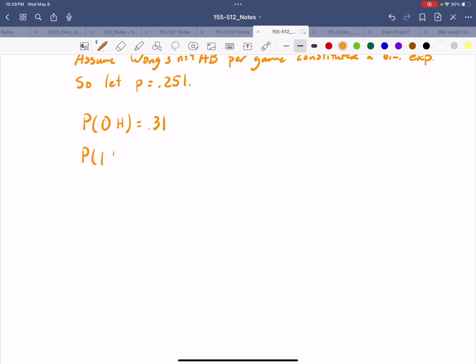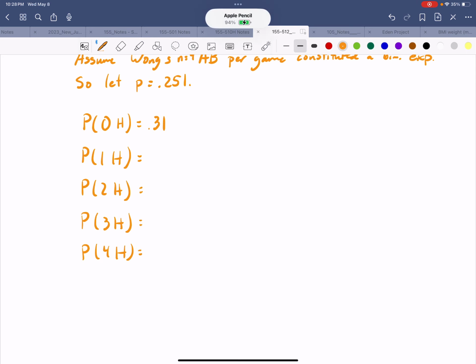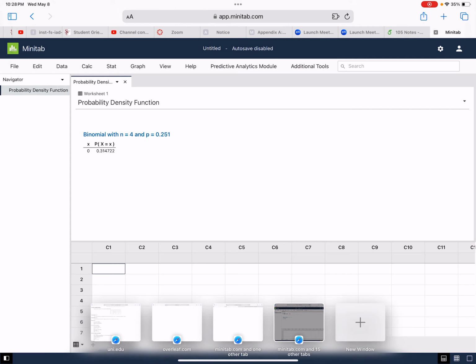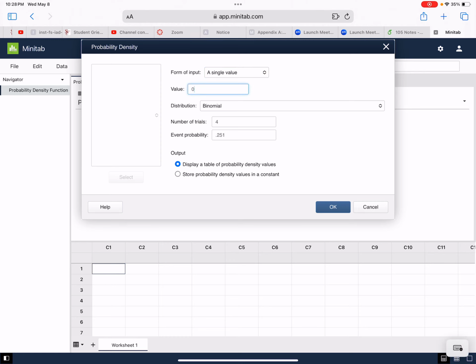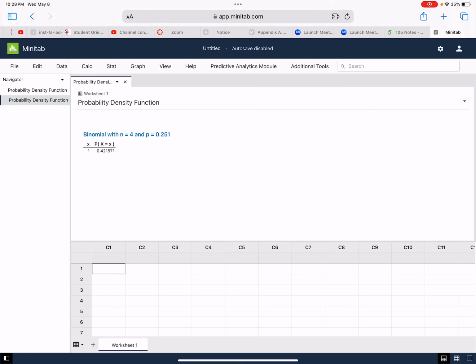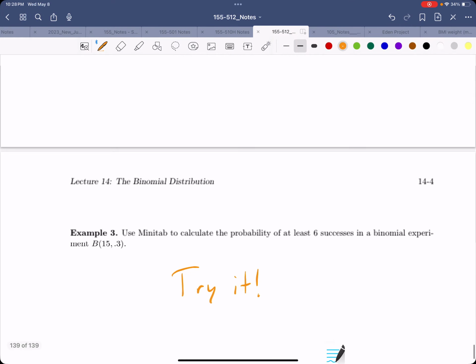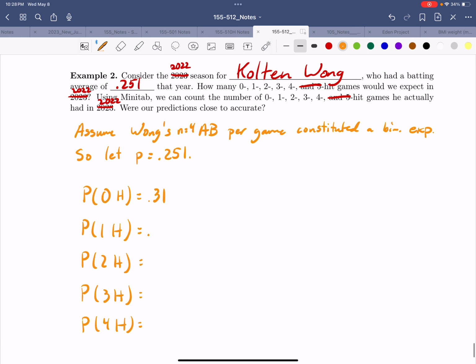All right, and so we can do similar things for the probability of 1 hit, or 2 hits per game, or that he got 3 hits in a game, or even 4 hits in a game. Let's quickly use Minitab to find out our answer. So we go to Calc, probability distributions, density function, and the only thing we're changing is that 0 becomes a 1. Oh, look, 42% of the time. So he was a bit more likely to get 1 hit per game than he was to get 0 hits per game.